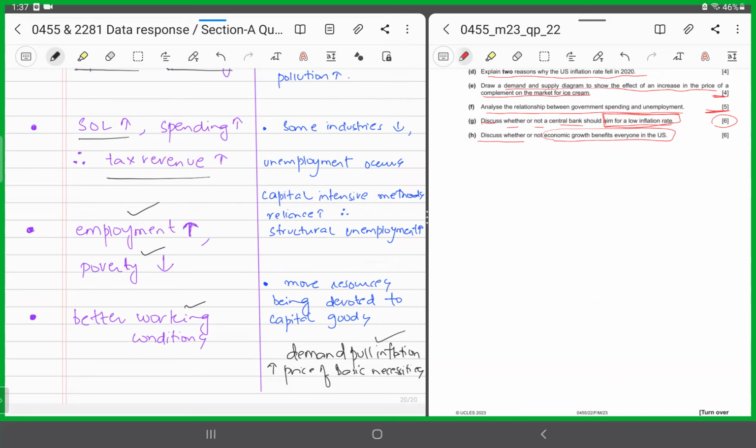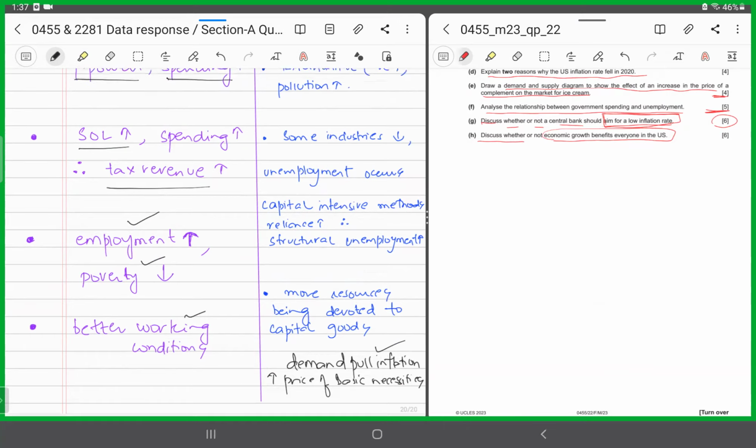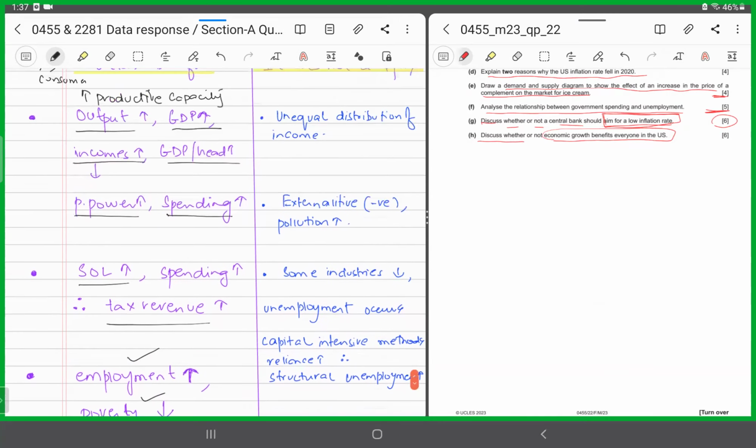Or we could also say that economic growth would then widen the gap between the rich and the poor. It could lead to a disparity among incomes. It could widen the gap between the rich and the poor, so it could aggravate the situation of unequal distribution of income.